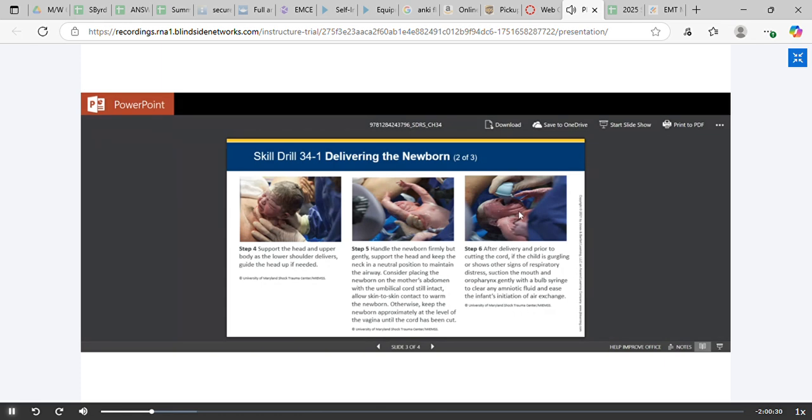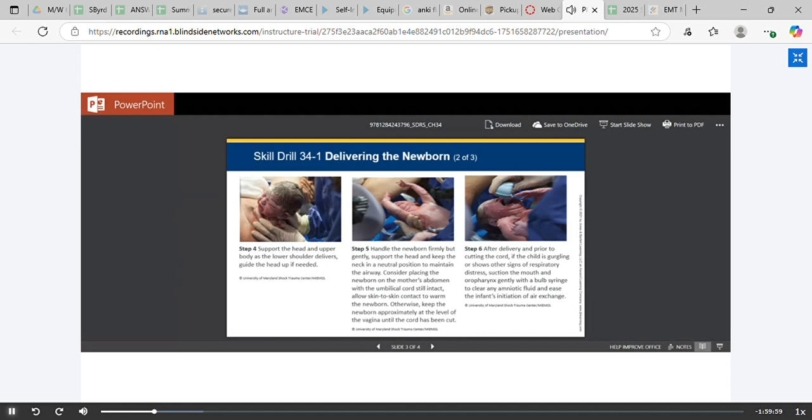Because right now there's normally a big old glob of goo in the back of their throat, just from floating in that amniotic fluid for however many months. And once we start to stimulate them, just by holding them, they're going to want to start to breathe, right? They're out of the birthing canal, they can breathe, and the stimulation is going to have them expanding their lungs and all that kind of stuff. So we don't want them to aspirate any of those secretions that they have in their mouth.